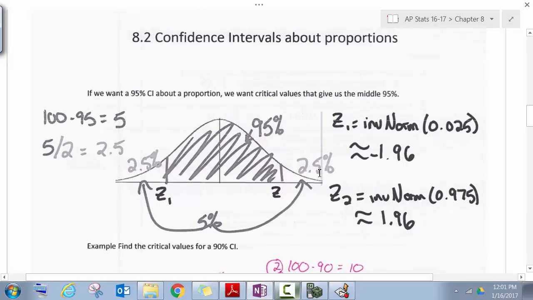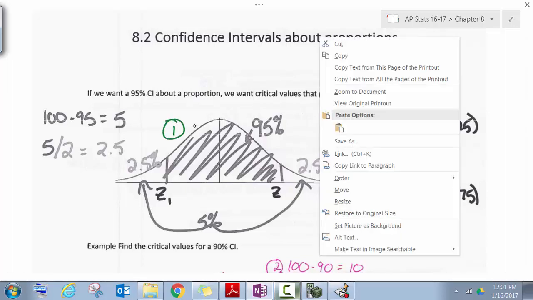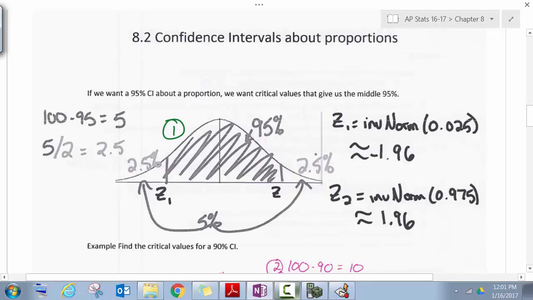So, for example, if we want a 95% confidence interval about a proportion, we want something that gives us a middle 95%. So our first step is to label our graph. So here's our middle 95% that's shaded. I have it labeled. So our second step is subtract our confidence level from 100. So we get 5%, and that 5%, that's step 3, divided by 2, means we have 2.5% in each tail.